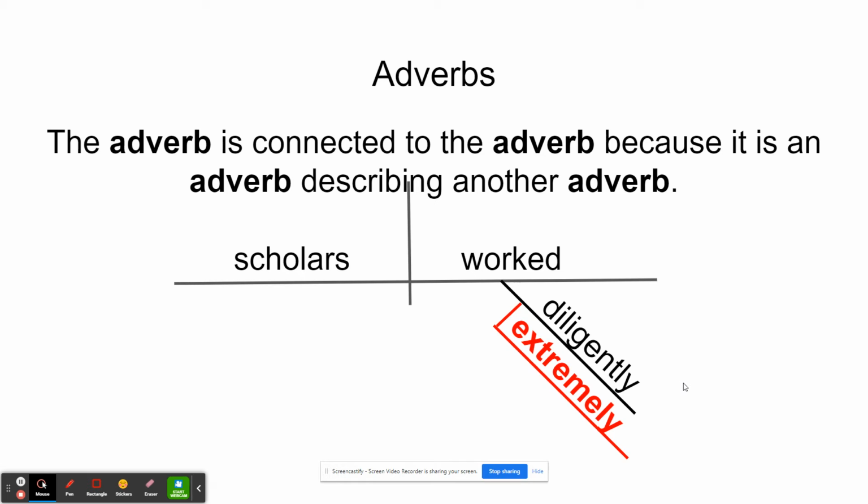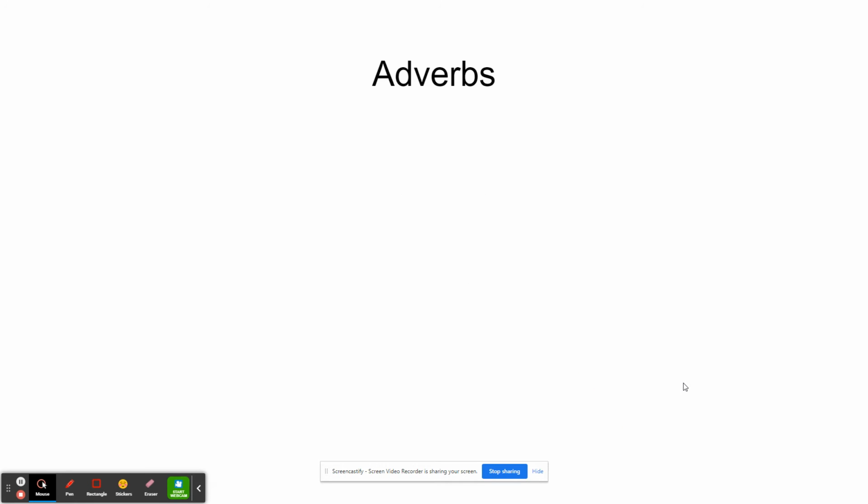Where did you diagram the? Hopefully, under scholars. Remember, the articles a and the are called noun markers. They're special adjectives, articles, which means they're noun markers. They tell you a noun is coming in the sentence. So they're diagrammed under the noun that's coming in the sentence. I hope you did well on that one. I'd like to try another one. Ready? Here we go.